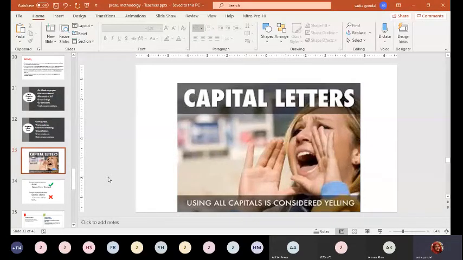Or all capital letters, because I use this picture deliberately: every time you write in all caps, this picture would be reminding you not to use all caps lock. So do not make this mistake when you're designing a PowerPoint slide. Don't use capital letters or all caps lock in your presentation, because it's equal to shouting at the other person.